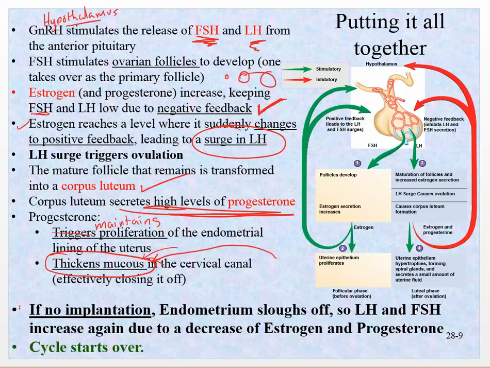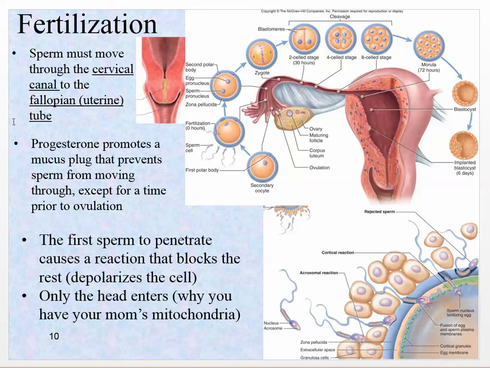Okay, so again, if there's no implantation, the endometrium sloughs off, that's menses, and so the LH and the FSH increase again. Because when the corpus luteum stops producing estrogen and progesterone, if there is no pregnancy, that corpus luteum never gets the signal. It stops producing estrogen and progesterone, and it releases the LH and the FSH to start another round of follicles. And so that starts the cycle over again, allowing those new follicles to start developing.